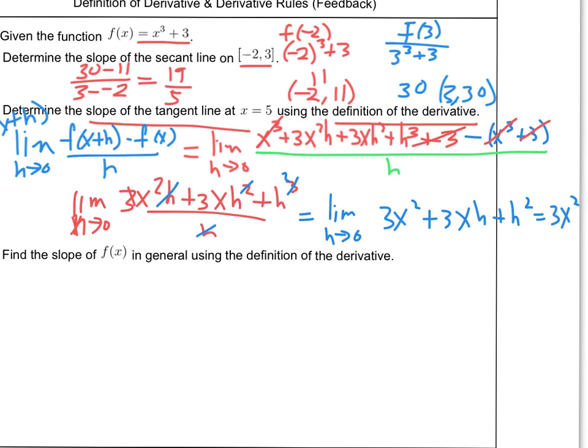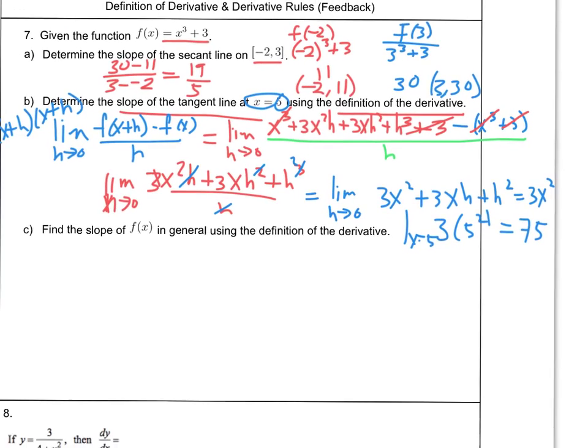We've got to evaluate this at x equals 5. 3 times 5 squared is going to be 75. So the slope of the tangent line uses the value of the derivative at a point to figure out what that slope is.